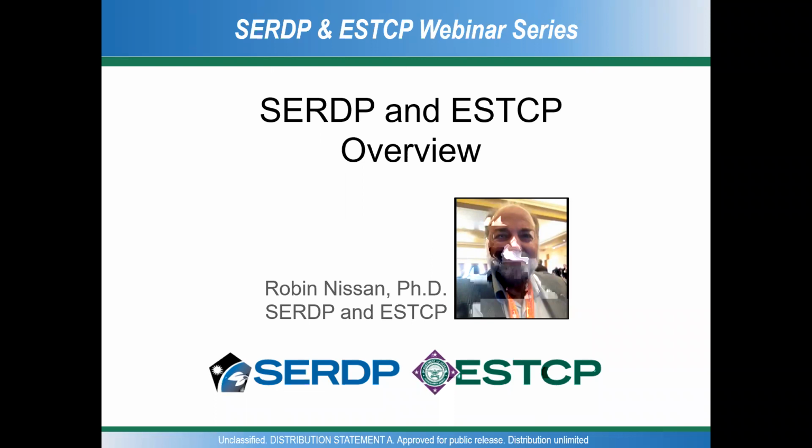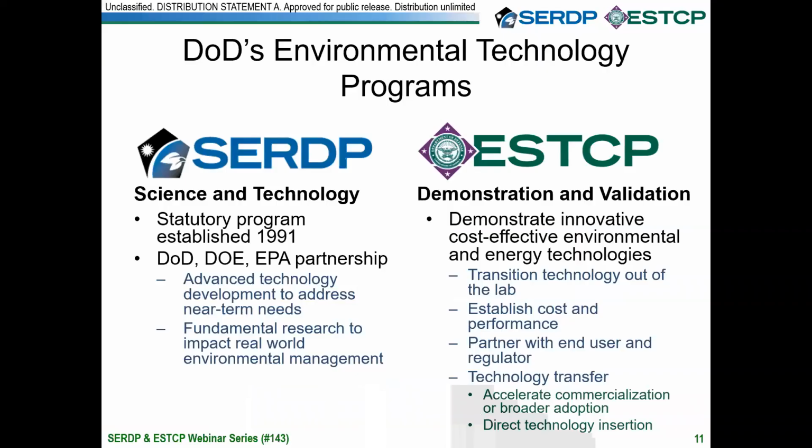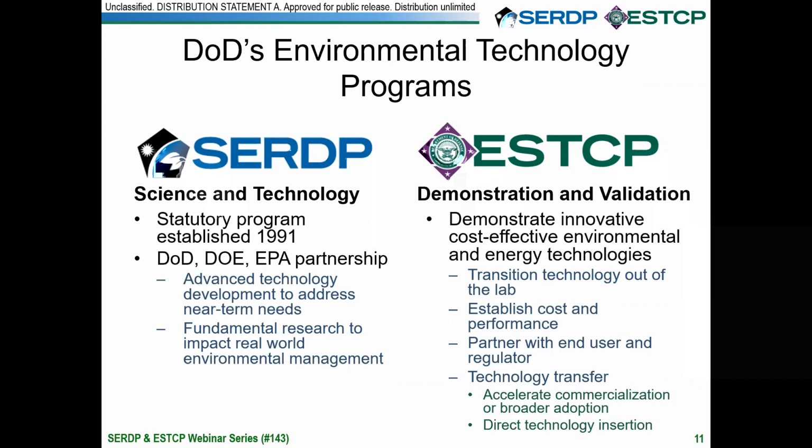I'm very pleased to welcome everyone to today's SERDP and ESTCP webinar. SERDP is the Strategic Environmental Research and Development Program. It was established in 1991 by Congress as a partnership between the DoD, Department of Energy, and the EPA. SERDP's mission is to identify and address high-priority environmental science and technology opportunities which focus on DoD requirements. SERDP funds both fundamental research as well as advanced technology development that will ultimately impact real-world environmental management.